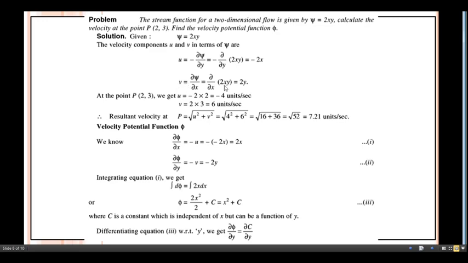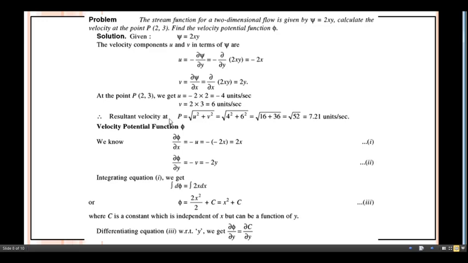Similar case with the next one. If I differentiate this term with respect to x, what do we get here, 2y. Now at point P (2, 3), we get u equals, so you already have this relation, minus 2x. What about the x? x is 2. So substitute here and get the value for u as minus 4 units per second. Similarly for the v case, so here 2 multiplied by y, so y is nothing but 3. So 2 multiplied by 3, we get 6 units per second.